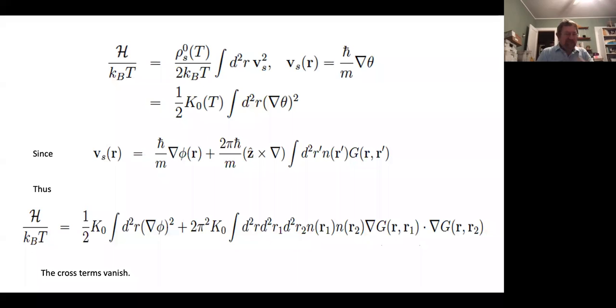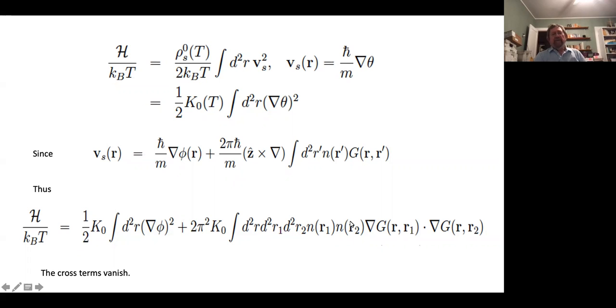I'm not going to show you why the cross term vanishes, but it's pretty simple, actually. I'll leave that as an exercise for you, because it's not difficult to convince yourself this cross term does vanish, but it's important that the cross term vanishes. You can argue it by saying, look, this vortex part of the superfluid velocity, this part due to the vortex, corresponds to a vortex of minimum energy.